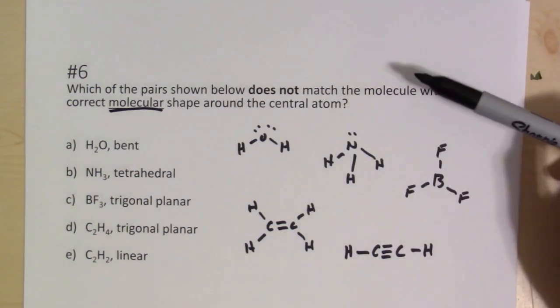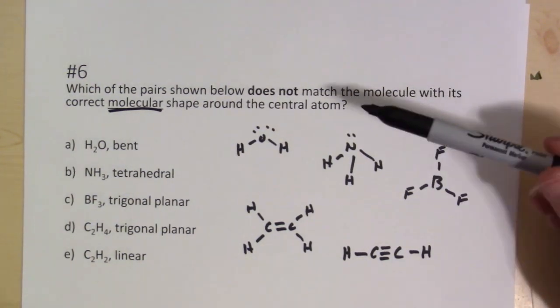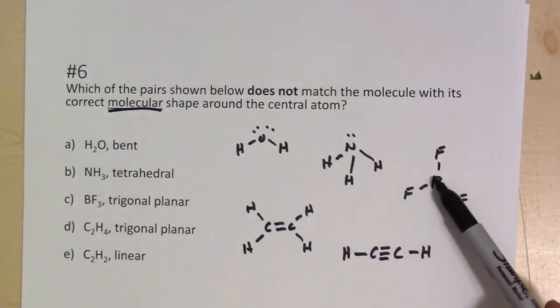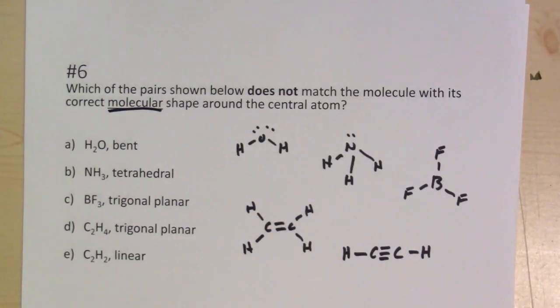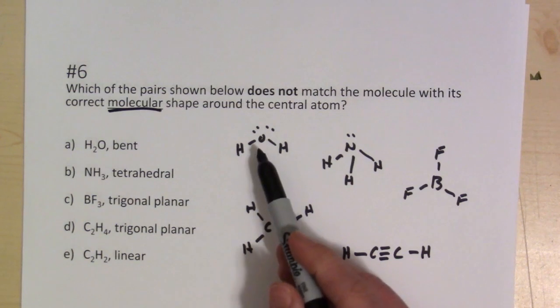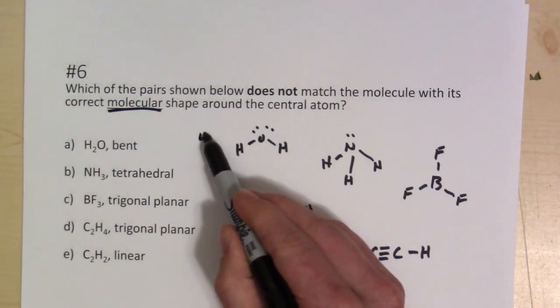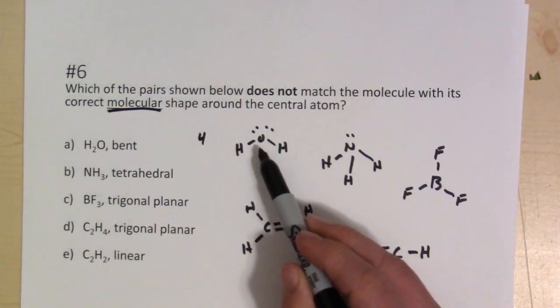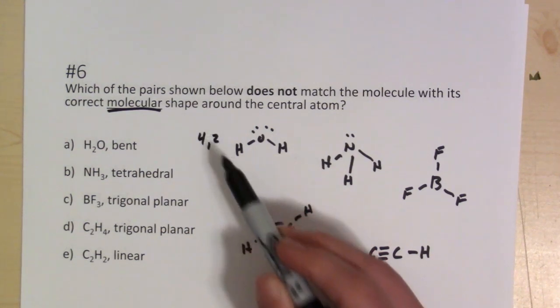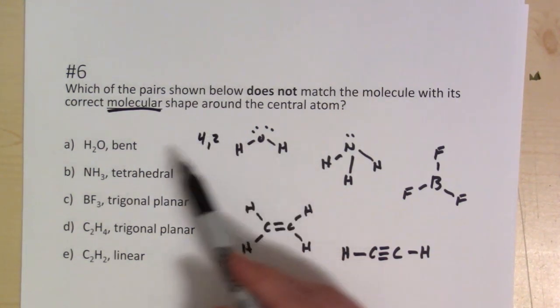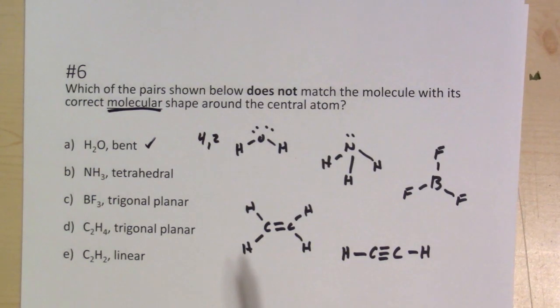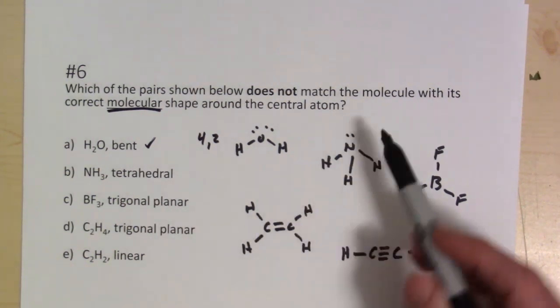So we want to know which does not match the molecule with its correct molecular shape around each of these central atoms. So water here has 4 electron groups, 2 of which are bonding groups. So that is going to give it a bent geometry. So that one matches up.